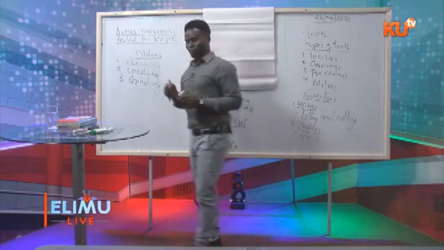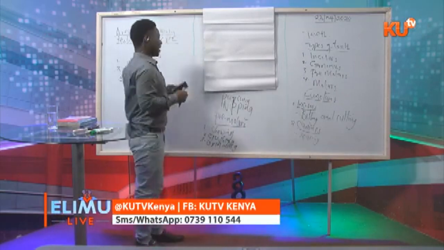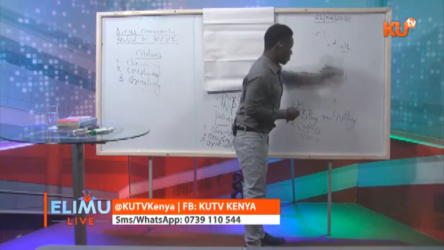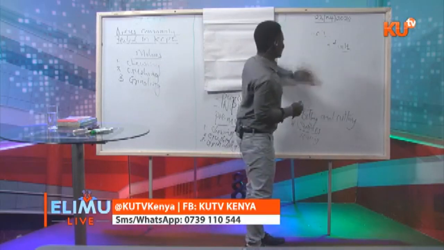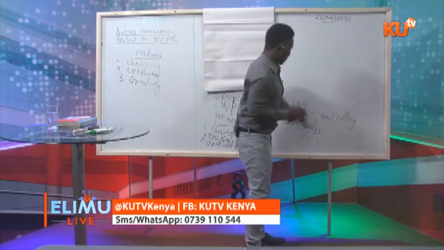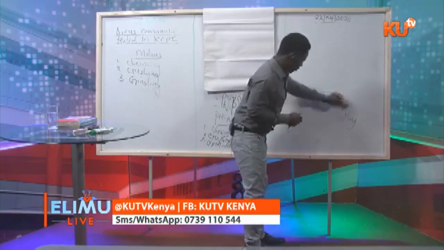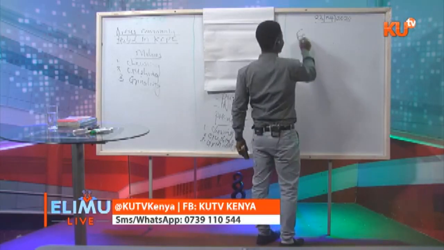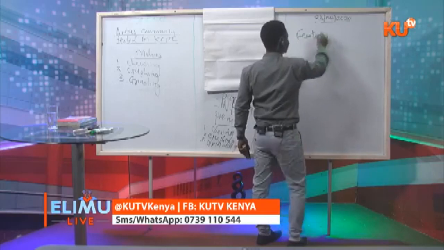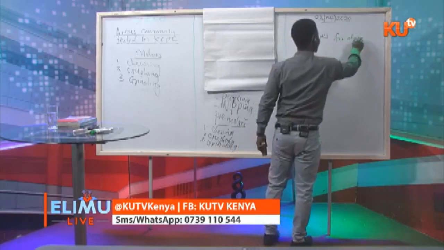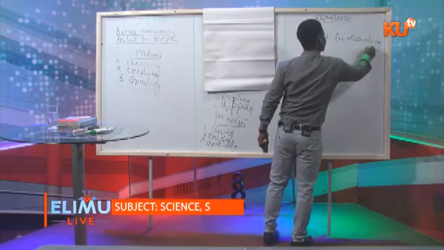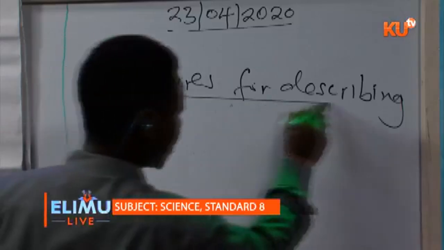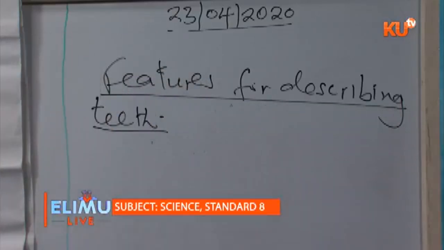Now, after looking at the functions of each type of teeth, we are going to describe each type of teeth. There are some features you need to know for you to be able to describe a particular tooth. These features are very important when it comes to description of teeth.